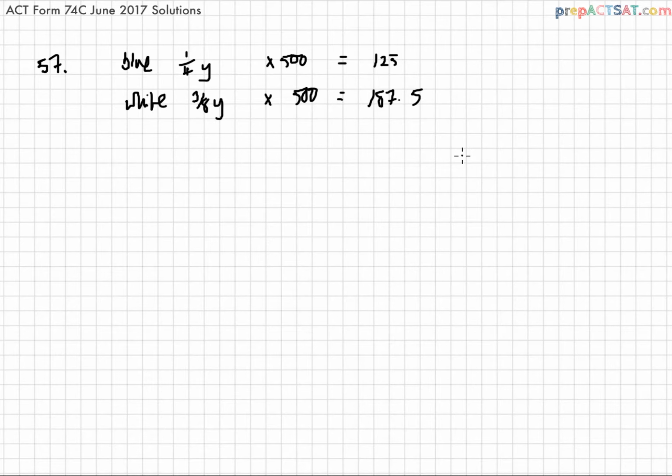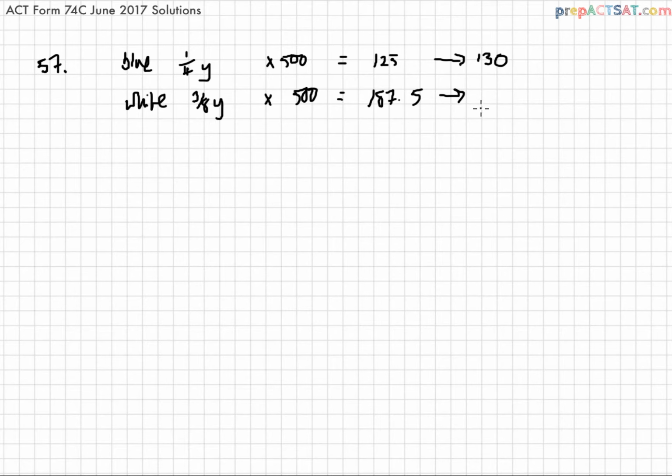Now, the question says that the blue material was purchased in 10-yard bolts, so what we need to do is actually round that to 130, because that's how much they would have purchased, and the white material was purchased in 12-yard bolts, so we need to find the nearest multiple of 12. So I'm pretty sure 180 divides by 12. Yeah, it does, it's 15.